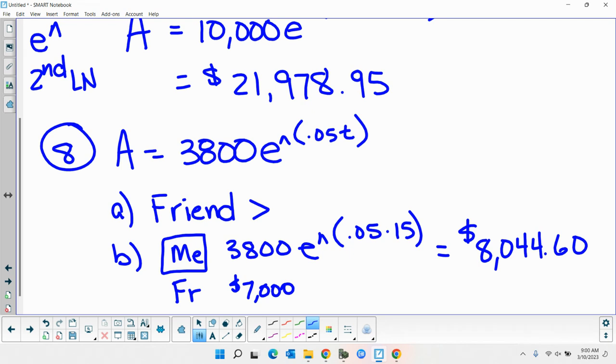So, very similar problem. Going to look at a graph and figure out what your friend had to start with and what your friend had after so many years. You figure out how much you had after so many years. And then the problem, remember, this number is how much you started out with, right? 3,800. So you should be able to answer those two questions.